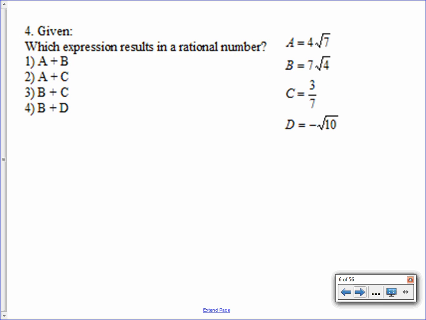Number 4 is pretty much the same thing. Fractions are always rational. Non-perfect square, non-perfect square, B plus C again.